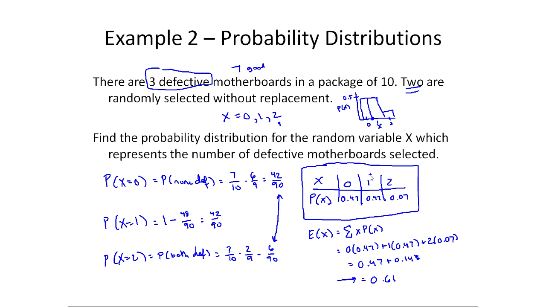But again, the probability distribution gives me a picture of everything going on. Expected value gives me what I would expect in the long run if the experiment is repeated over and over and over again.